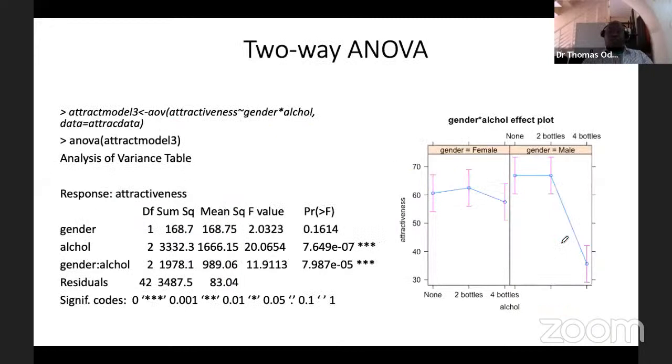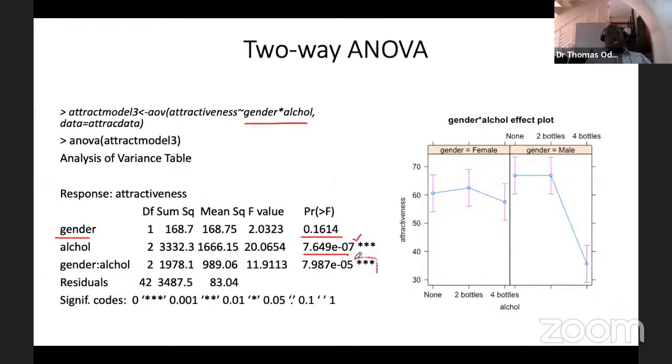So the next thing that we do then, we are going to run the real factorial analysis. So here we now have the main effects. The main effect of gender is 0.1613. This is greater than 0.05, so there's no effect of gender. Alcohol is less than 0.05, so there is an effect of alcohol, and then the interaction is significant.